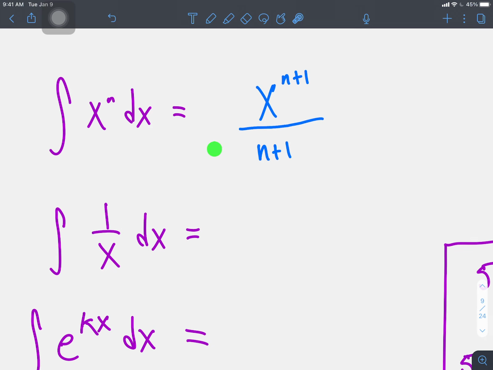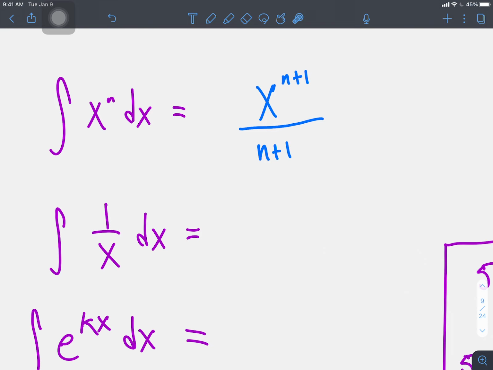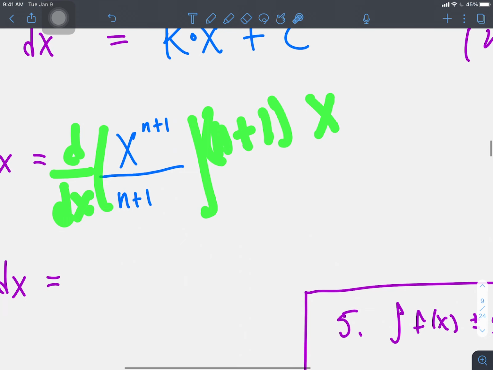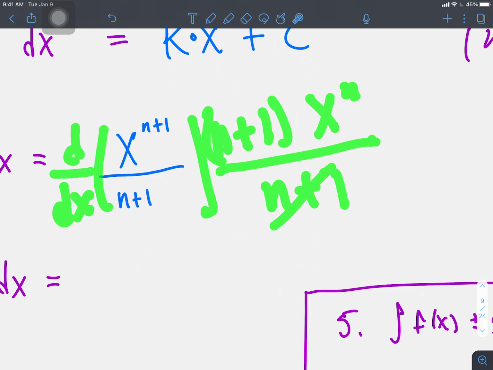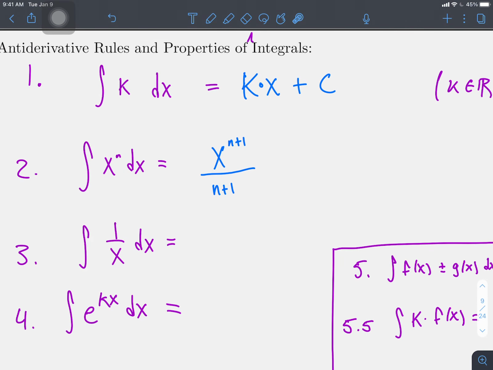Okay, so you see how if I were to take the derivative of a function which looks like this, I would get x to the n, right? Because what would happen if I did the derivative of this? I would take the n plus 1 down front. So it'd be n plus 1 times x to the n, and all still being divided by n plus 1. And then the n plus 1s would cancel, and I'd be left with just x to the n, right? Okay, so this is how I find the antiderivative of x to the n.